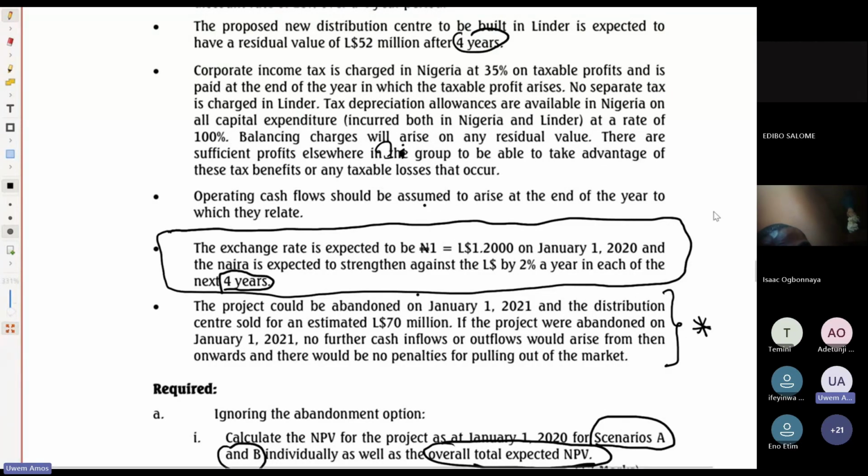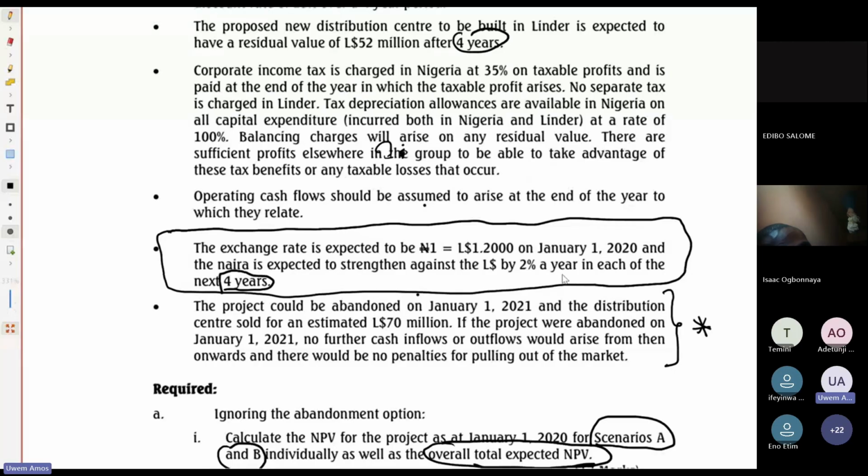Now let's go on to our question. It says, and the naira is expected to strengthen against the Lindarian dollar by 2% a year in each of the next 4 years. So on January 1, it is 1:2. Then for each of the next 4 years, so that means end of 2020, end of 2021, end of 2022, end of 2023, which are the next 4 years.